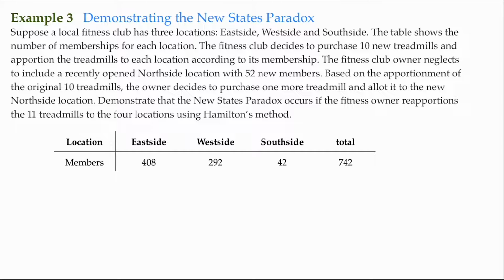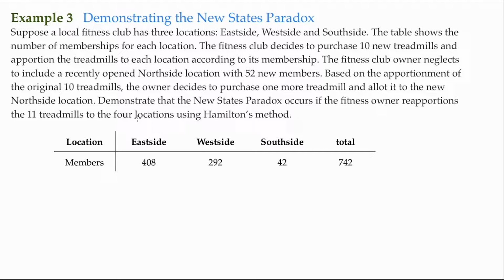So the final paradox we address is known as the new states paradox. The new states paradox occurs when the addition of a new group changes the apportionment of other groups. In this example, it says, suppose a local fitness club has 3 locations, East Side, West Side, and South Side. The table shows the number of memberships for each location.